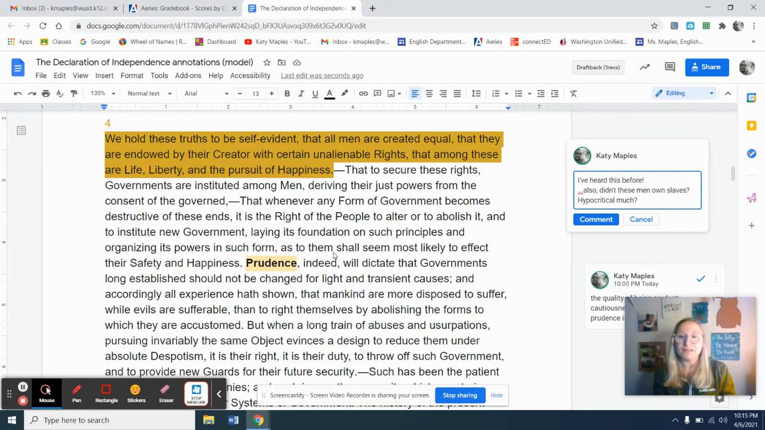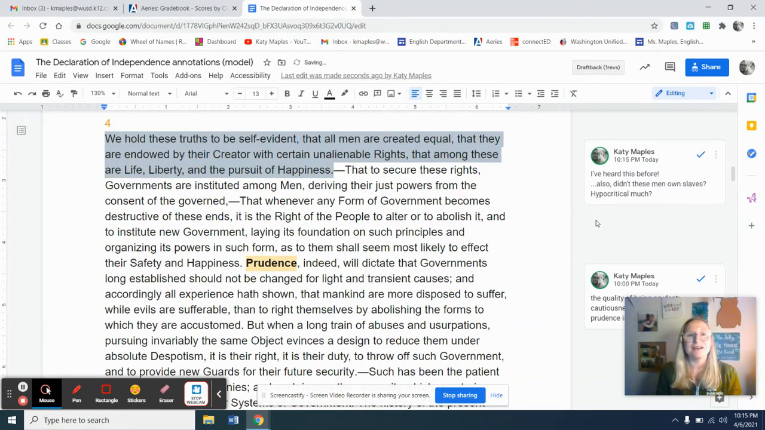I think really these men are kind of hoping that that will be overlooked historically. Also, they basically meant white men that have enough money to own property are who they're focused on. They're not so worried about women or anyone of color. That's the hypocrisy of this document, right? So you can certainly write your ideas about that.